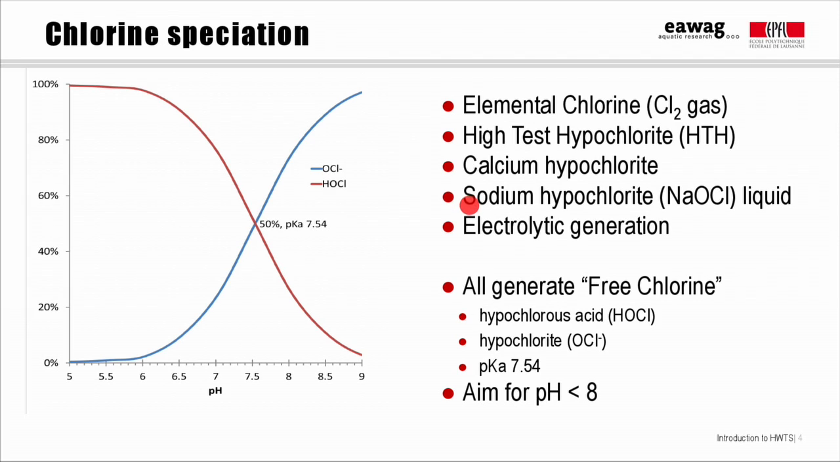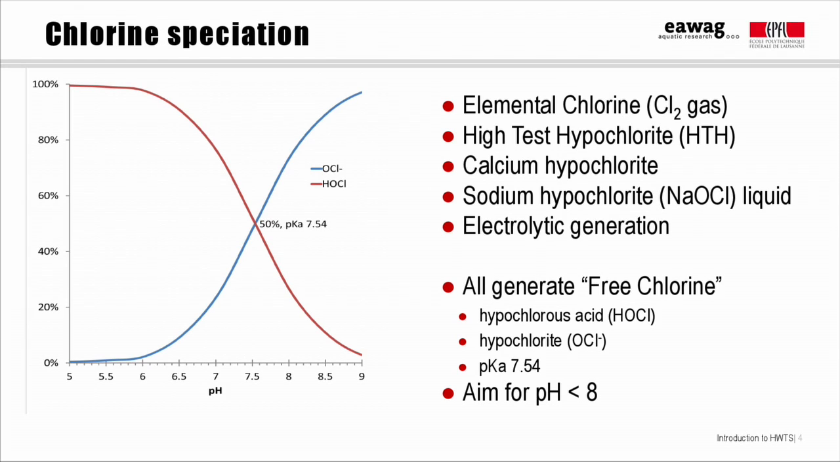Household bleach is a solution of sodium hypochlorite, usually around 5% chlorine, and Javel water is a similar product, typically a little bit less strong. Finally, it's possible to make chlorine locally by passing an electrical current through simple salt solution. This usually results in something less than 1% chlorine.